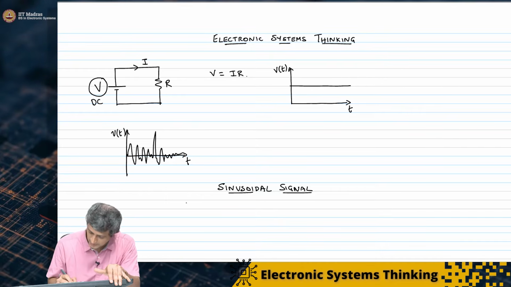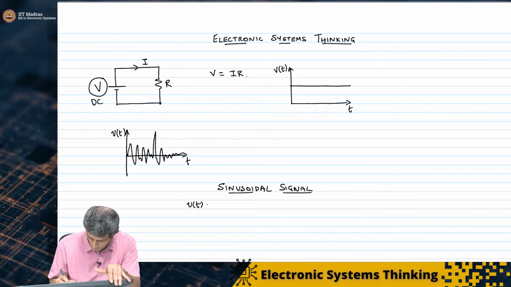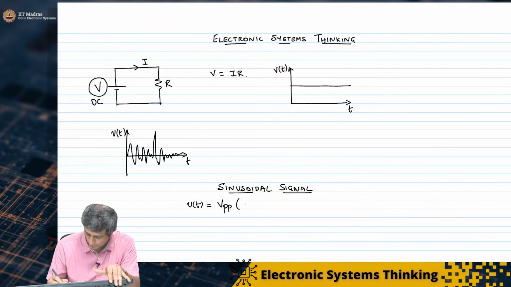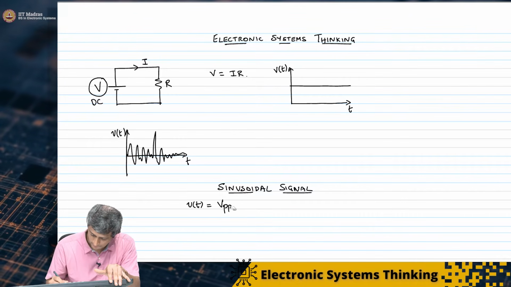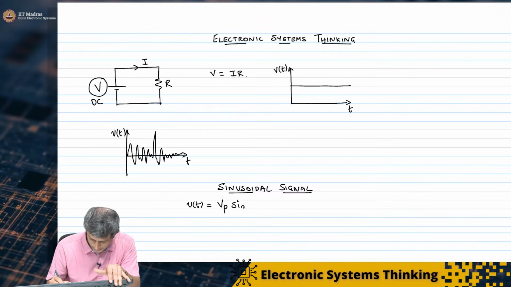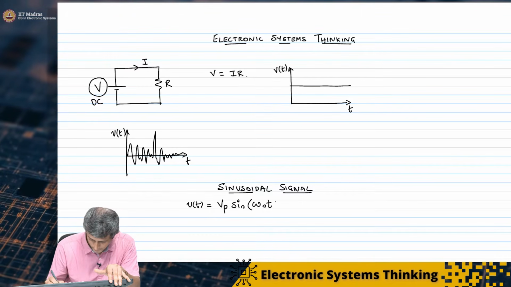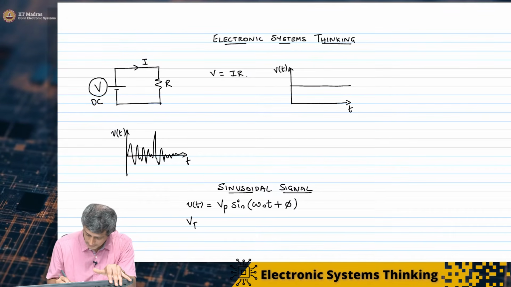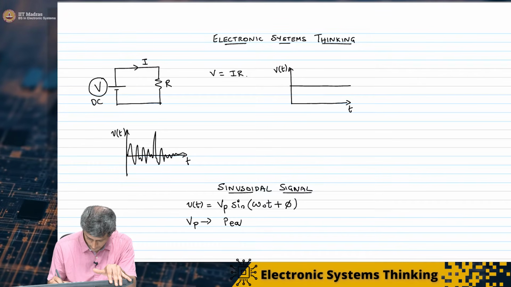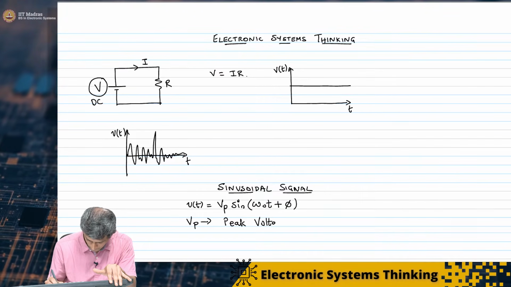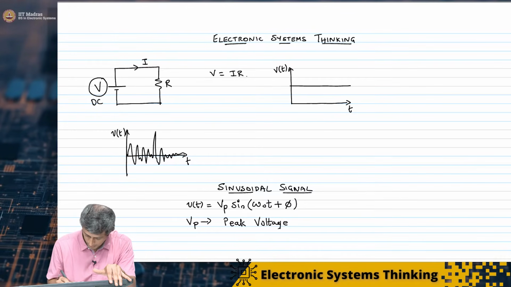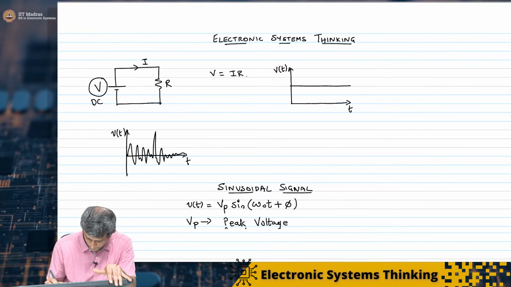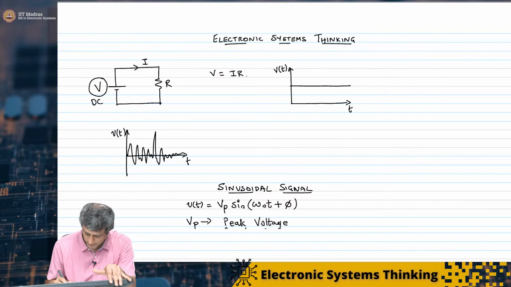Okay, so the sinusoidal signal has a very specific form. The voltage that we generate can be written as V of t equals VP sine of omega naught t plus phi, okay, where VP is the peak voltage, omega naught is the angular frequency, and phi is the phase.